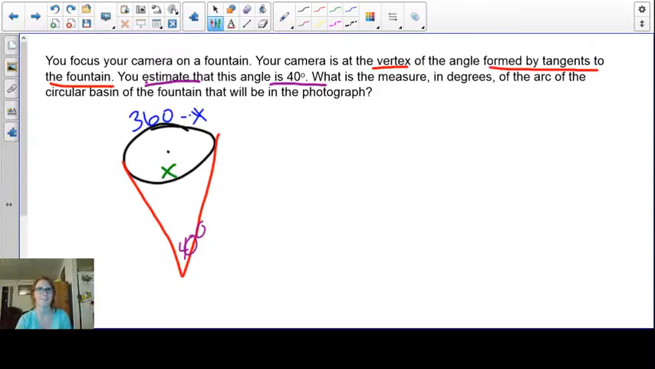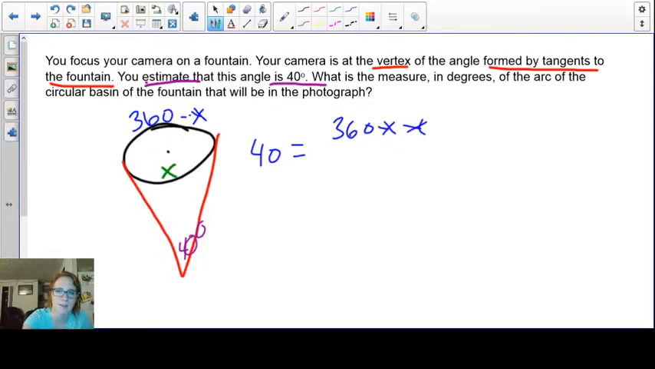Make it look like an X. Do I have enough pieces now? Yeah. So I know that 40 is equal to 360 minus X minus X. Wow. Hold on.